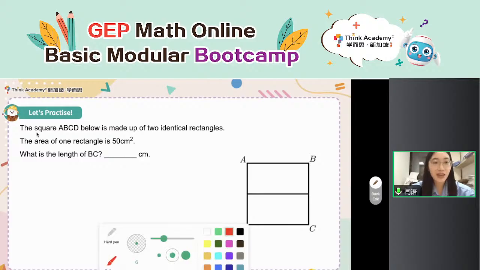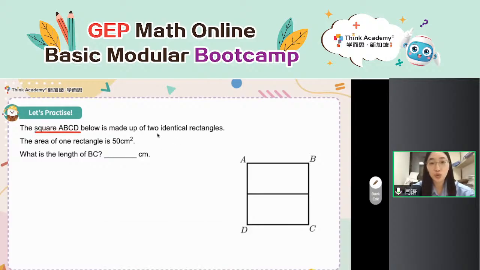The square ABCD below is made up of 2 identical rectangles. The area of one rectangle is 50 centimeters square. Pay attention, the area of one rectangle. So this part should be 50 centimeters square. Okay, and then the question is asking you, what is the length of BC? So actually, the question is asking you, what is the side length of the square ABCD? Okay, again, maybe you can have a try first. If you have the paper, please try to draw out the diagram on your paper, okay? Yes, I give you some time.